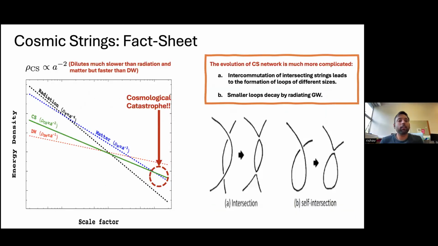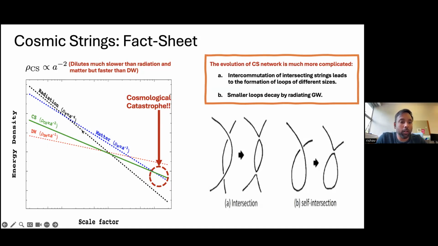Now, again, cosmic string can also act as a cosmological catastrophe because its energy density also varies as a to the power of -2, and it dilutes slower than matter and radiation, but it dilutes faster than domain wall. So just for comparison purposes, I've shown this plot.